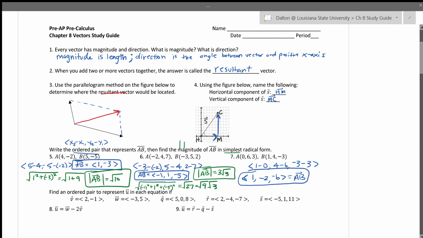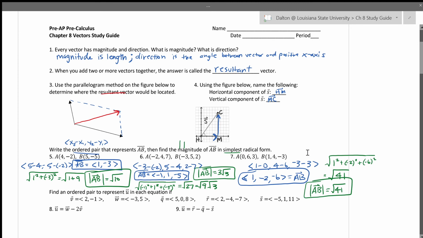And then to find the magnitude, again, we're going to square the components and then take their square root. So that's going to be the square root of 1 squared plus -2 squared plus -6 squared. So that'll be 1 plus 4 plus 36, which will be the square root of 41. There are no square factors. In fact, there are no factors. 41 is a prime number. So then technically the magnitude is how we would describe that, and it would be the square root of 41.